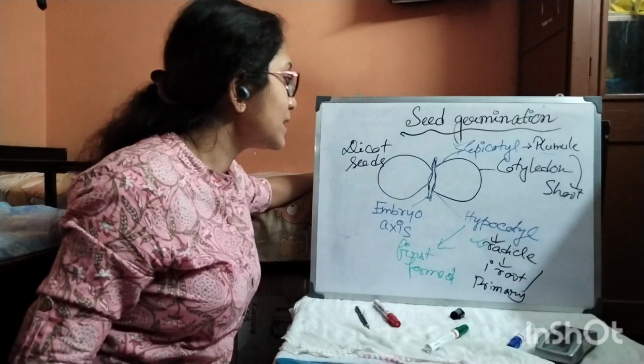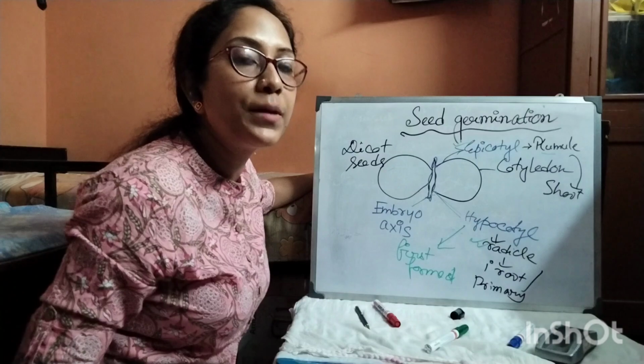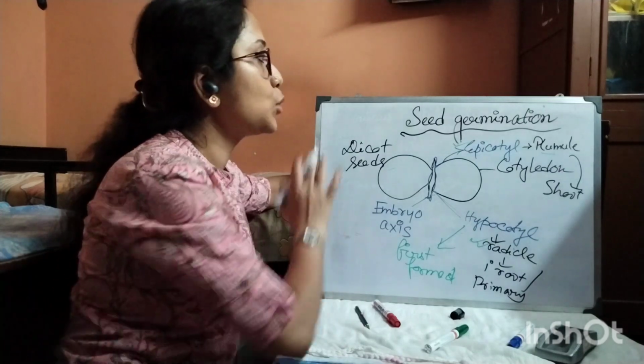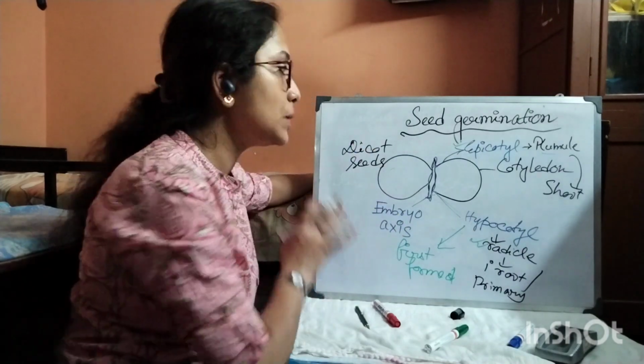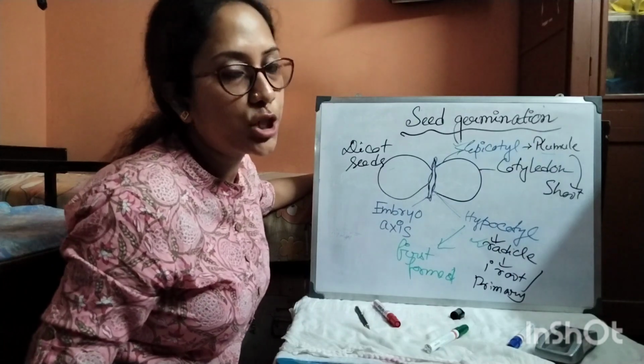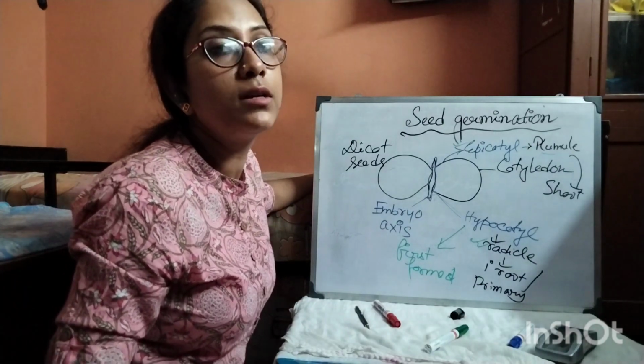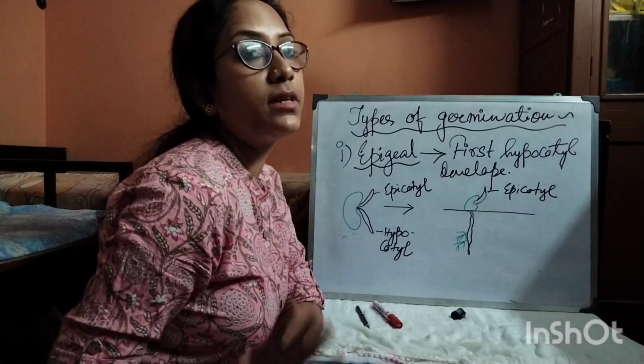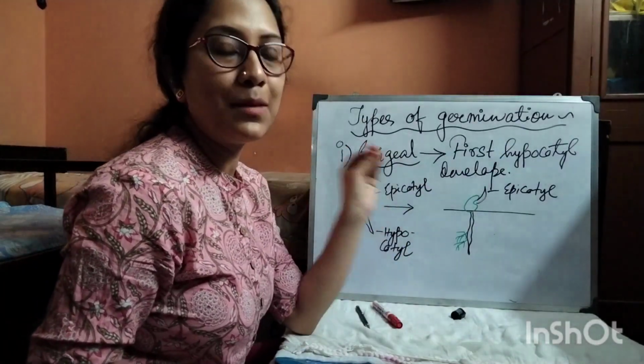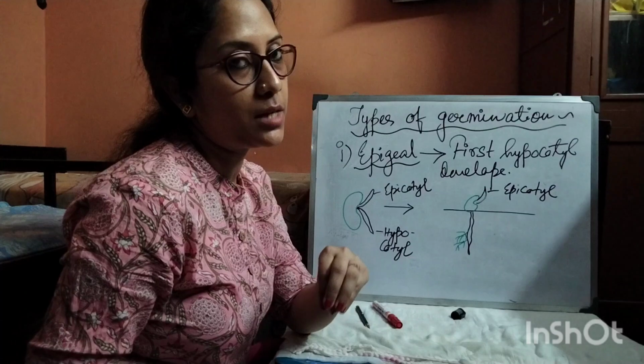I think up to this I am able to make you understand the total germination scenario, the total pictorial representation. Let's come to the next part, which is the different types of germination. There are different types of germination, we can say epigeal, hypogeal and viviparous germination.